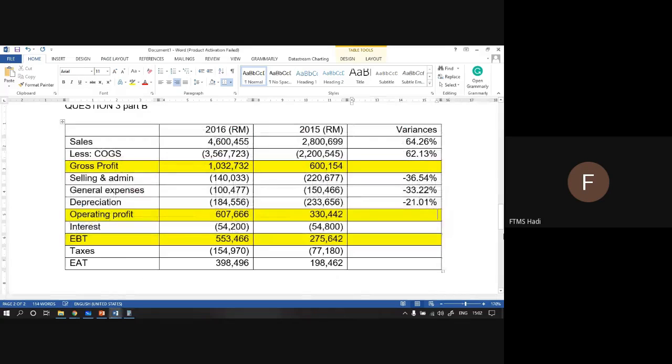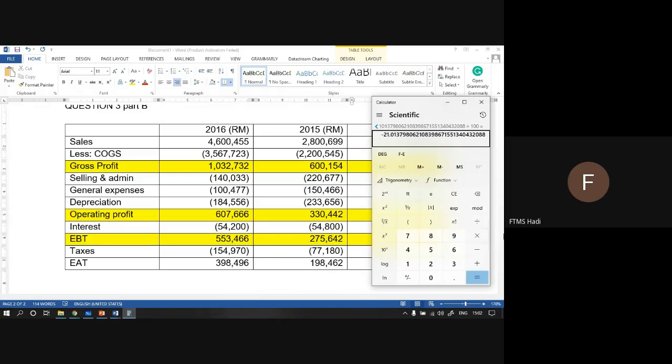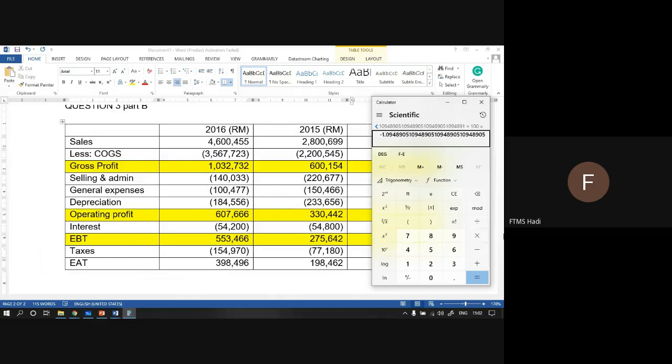The next is interest: negative 54,200 minus negative 54,800, divided by negative 54,800, multiplied by 100%. That means negative 1.09%.